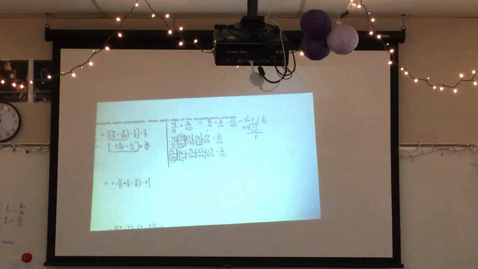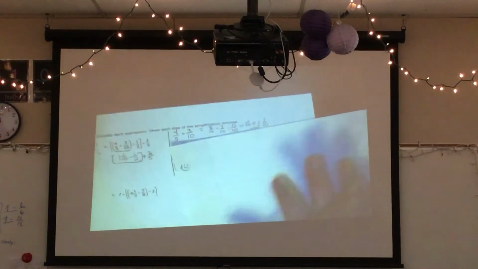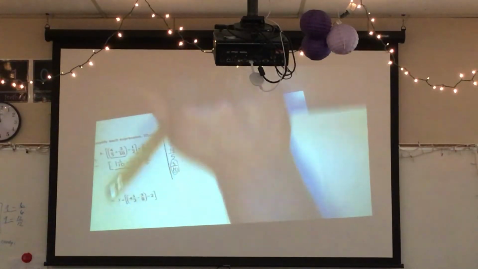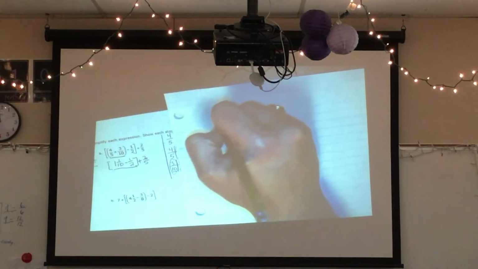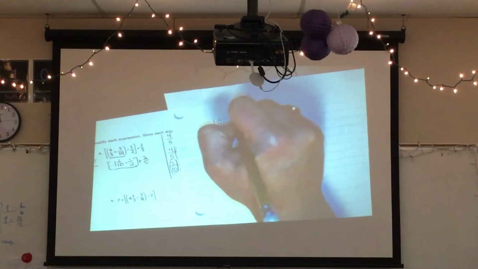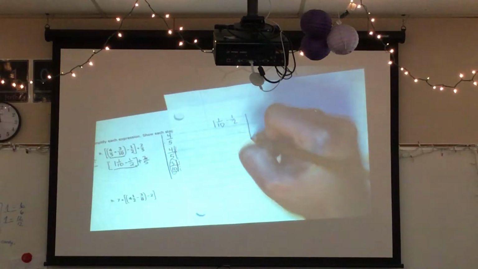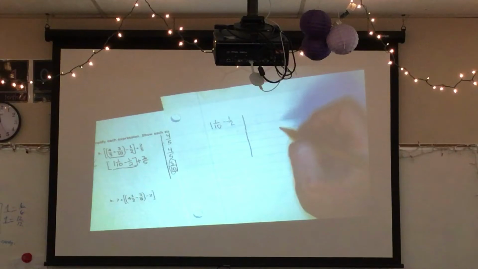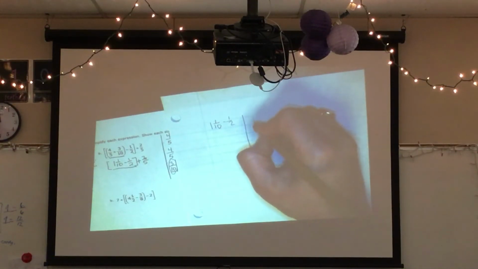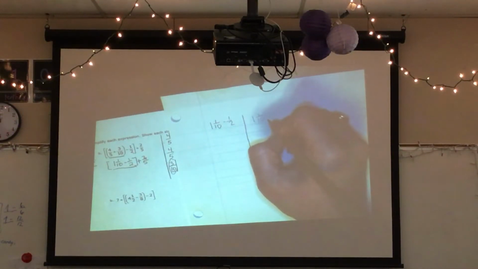I'm going to bring over my scratch paper so I have room to do this. I have 1 and 1/10 minus 1/2. Can I do that problem right now? No. Why not? Because I need a common denominator. What am I going to do first? Turn the mixed number into an improper fraction. Very good.